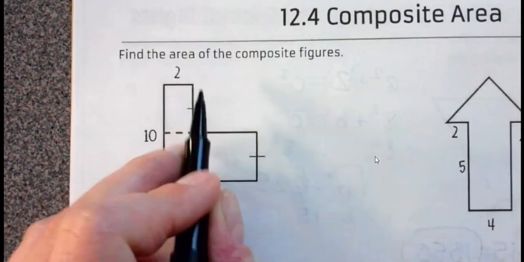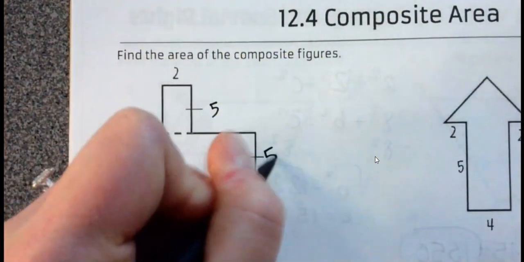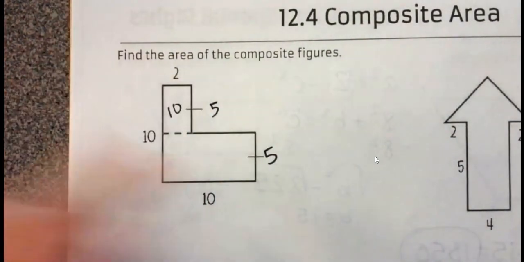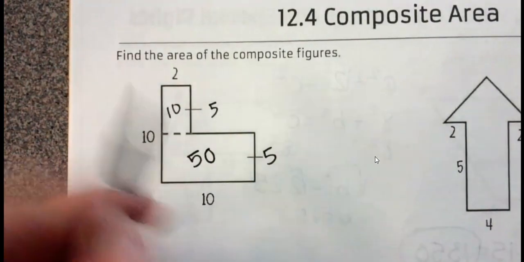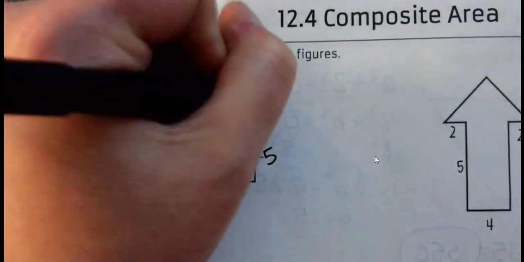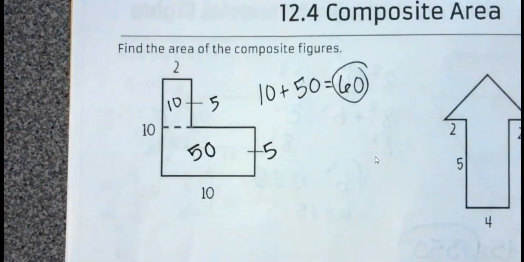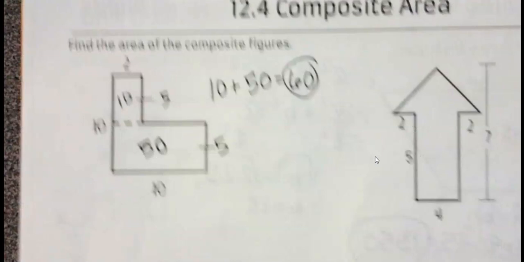So like this is 10. These two sides are equal. How do we know that? Because these markings show equality. And each of those are 5. So 5 times 2 is 10. 5 times 10 is 50. So this equals 10. This equals 50. Your answer is 60. Pretty reasonable. I don't think that's all that difficult. These are two rectangles, and you just find the area of both of them.